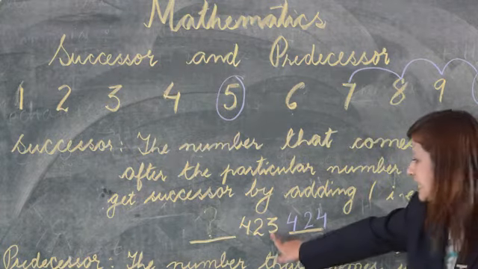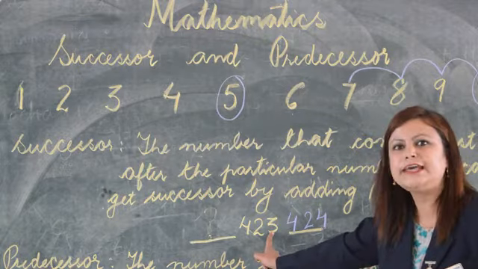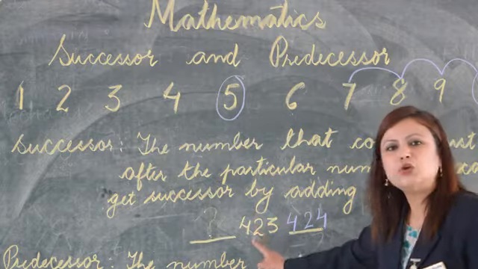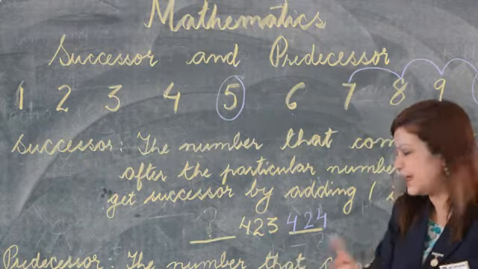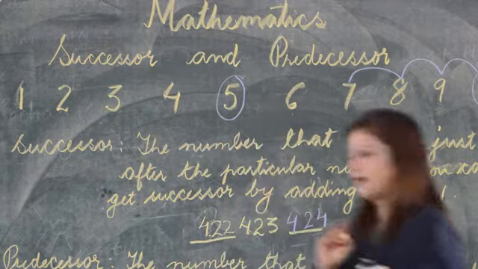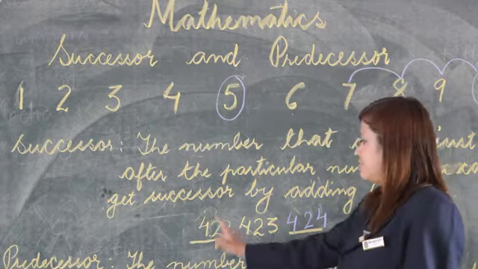Alright, so see the last digit, it is 3. So, what comes just before 3? Yes, 2. So, the predecessor of 423 is 422. Understood? The predecessor of 423 is 422.